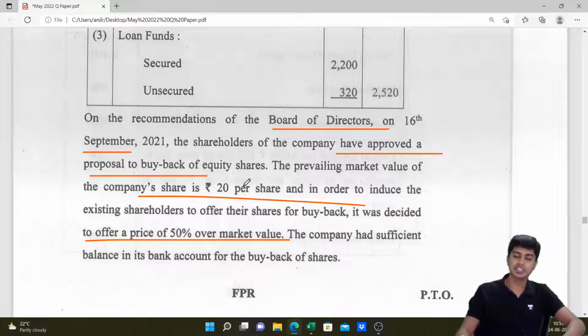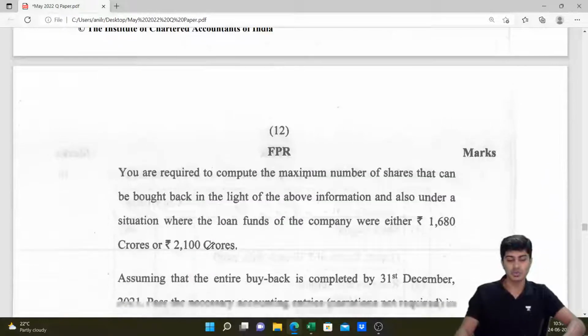So 20 rupees per share is the existing market price, and in the buyback offer, they're offering 50% more. 50% of 20 is 10. So if they're offering 10 rupees more than 20, then the offered buyback price is 30 rupees. I hope you all agree and accept the fact that the offered buyback price is 30 rupees. The company had sufficient balance in its bank account for the buyback of shares. So there is sufficient money, so don't worry about the money.